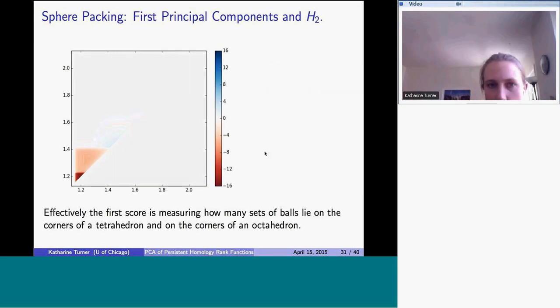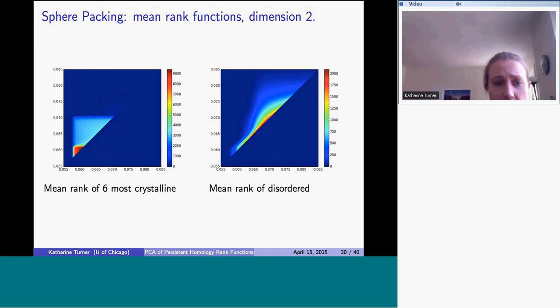So the first principal component of these H2 persistent homology rank functions is really just how many octahedrons do you have? Okay, so this is basically all it's saying. It's saying, is it closer to the crystalline or is it closer to the disordered?